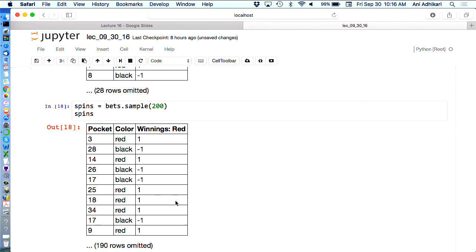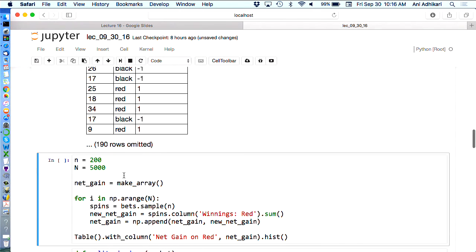So we put all of this together in the following simulation. Our sample size was 200. I just decided that we were going to do 5,000 repetitions of betting 200 times, finding the net gain on those 200 bets, and then collecting all of the net gains in an array called net gain. So I will pause for a second, take a look at the code. Questions? This is a repetition of something we did last time. Yes?